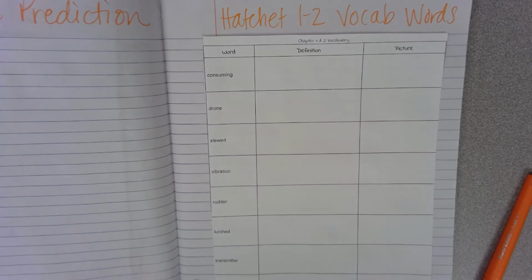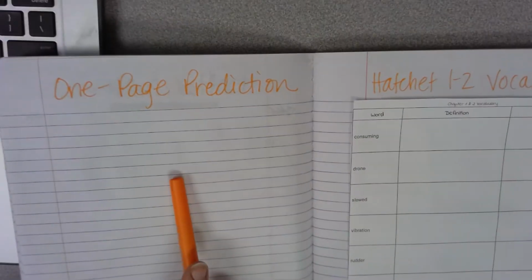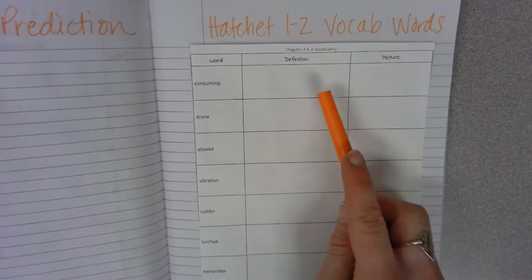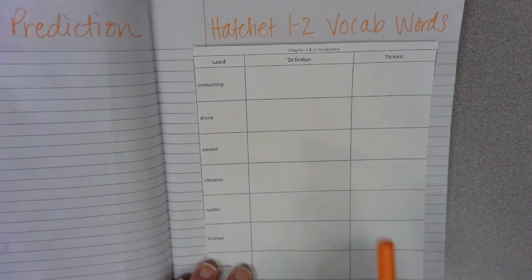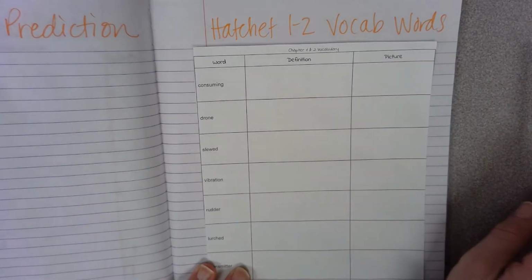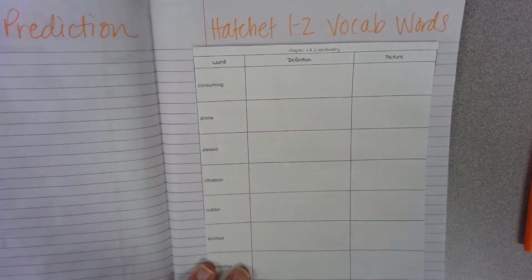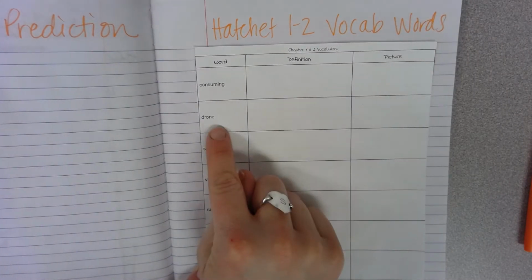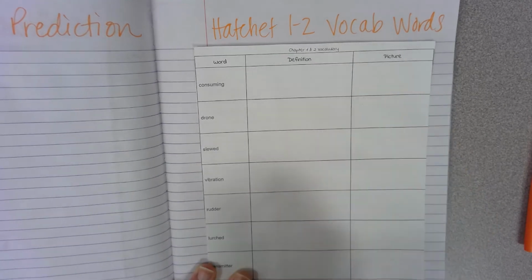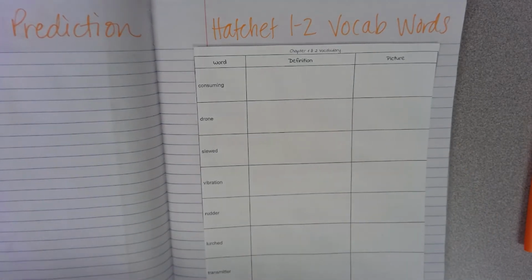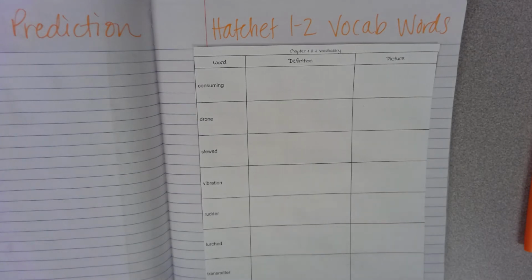So after you're done with your one-page prediction, you are going to be finding the definitions for these words. You're just going to write a small, short definition from the definition that's found on Google when you type in definition of and then the word. And then you're going to draw a picture of maybe something that represents that vocab word for you or something that you think about when you hear that vocab word.